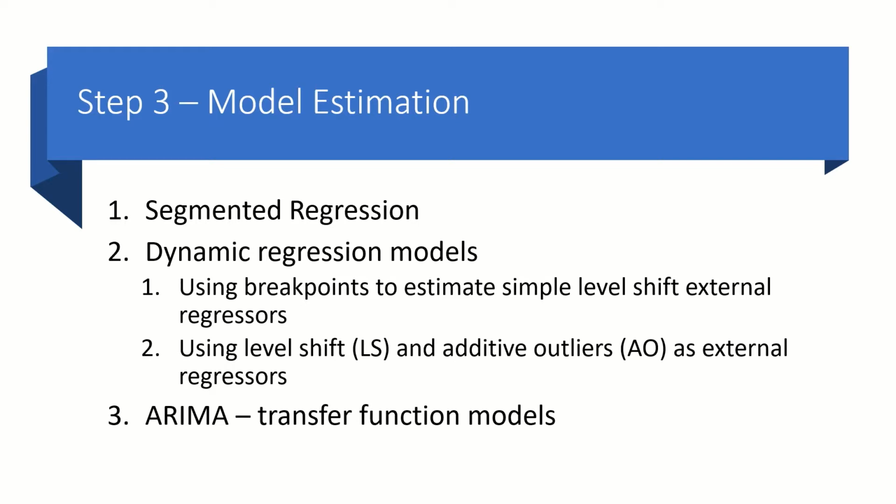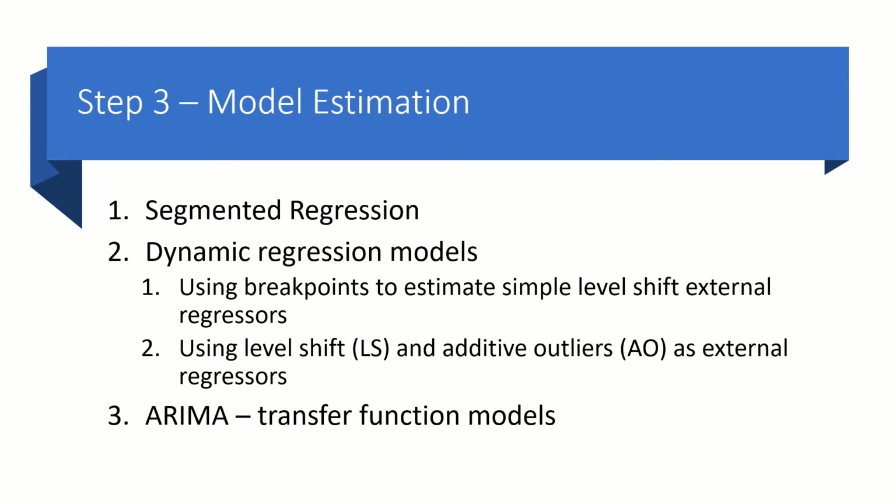The next model used is dynamic regression model or regression with ARIMA errors. Here, an external regressor variable is used while estimating an ARIMA model on the train series. The external regressor is estimated in two ways. First, by using breakpoint analysis to determine if there are any significant structural breaks in the time series, and using the breakpoint index to create a level shift regressor with value 0 before the breakpoint and 1 after it. The second way is to detect level shift and additive outliers in the data and use those as external regressors.